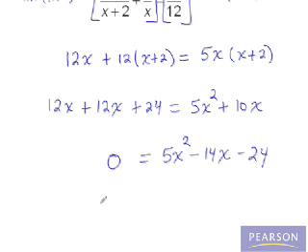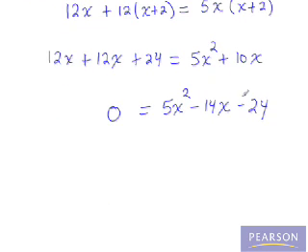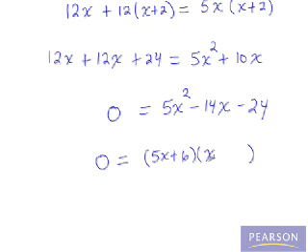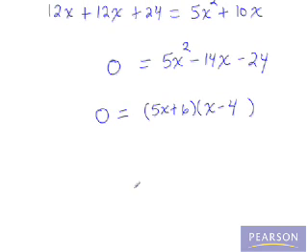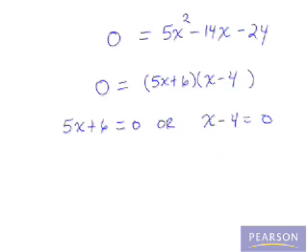Now I have my 0. So go ahead and try to see if this trinomial can be factored, and it can. The factors of this trinomial end up being 5x plus 6 times x minus 4. Now we'll set each factor equal to 0. So we have 5x plus 6 equals 0, or x minus 4 equals 0.